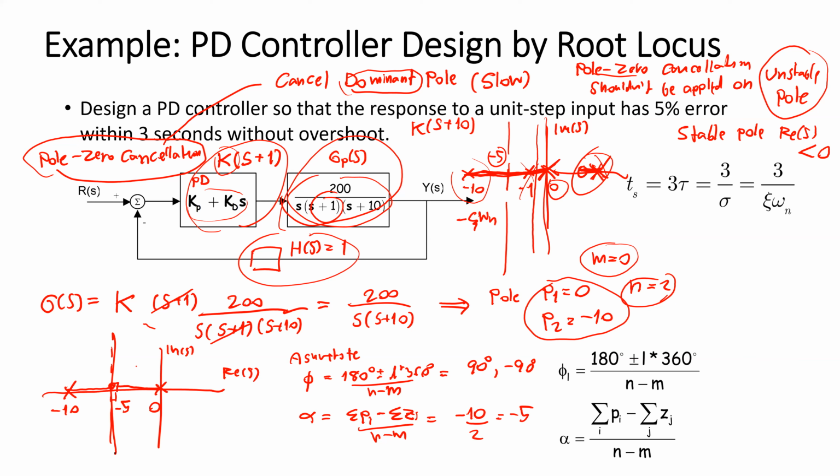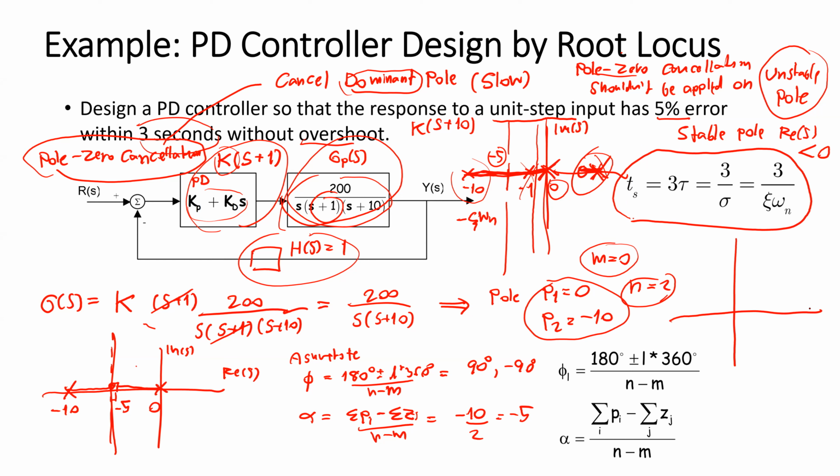And what I should be concerned with next is we need a fast system. A fast system means the system needs to respond to unit step input and have 5% error in less than 3 seconds and without overshoot. What does it mean? It means the response to a step input.